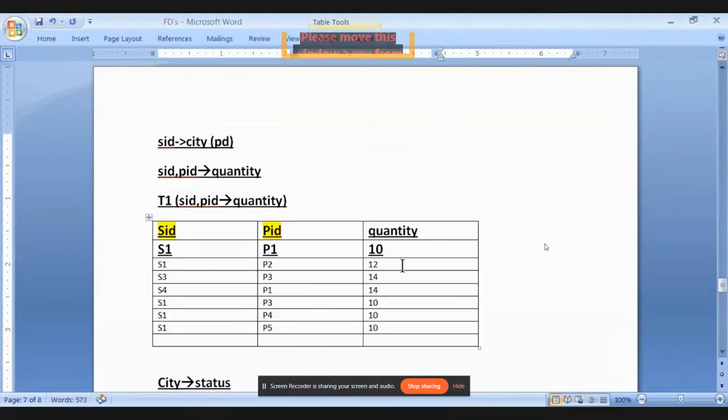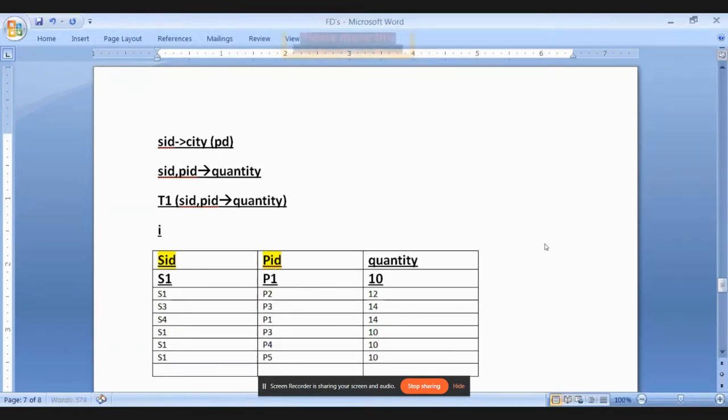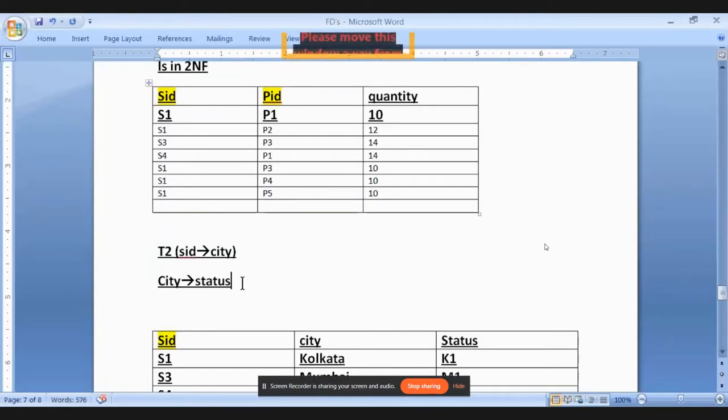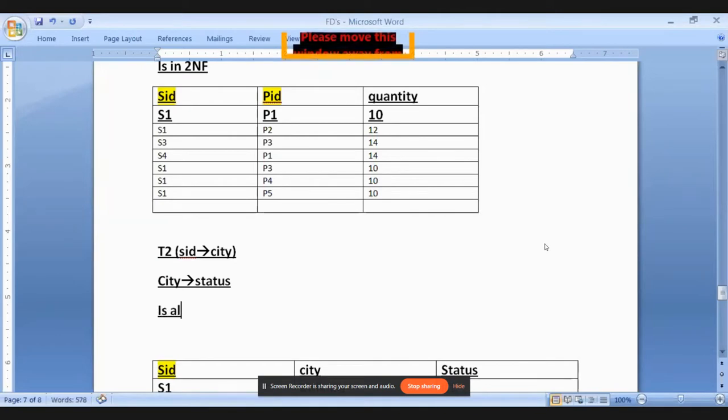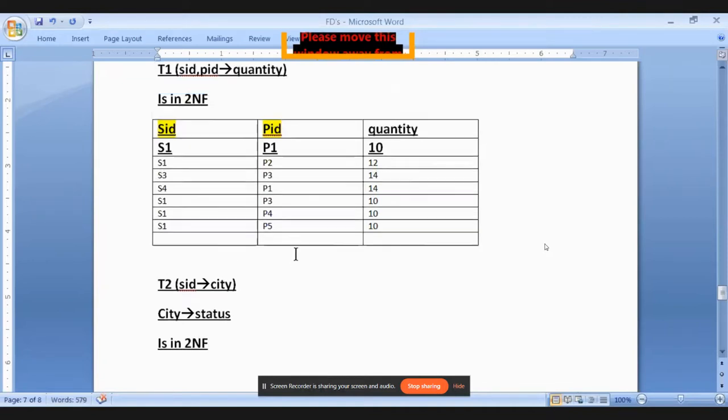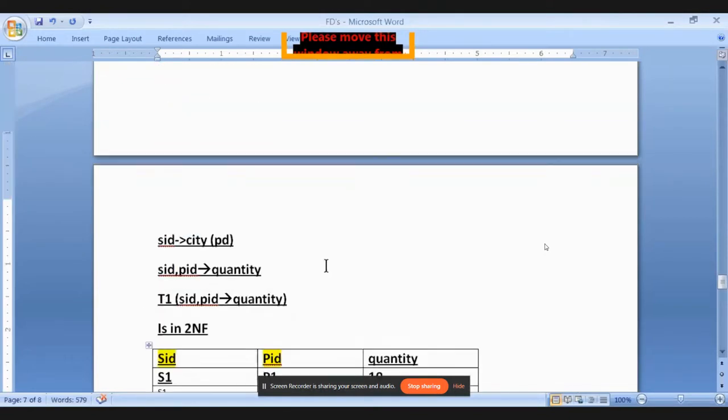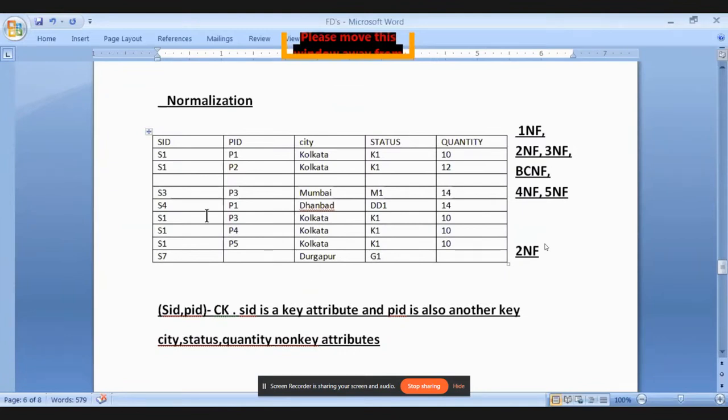Now we have to find out that the table has been converted to 2NF. This table T1 is in 2NF, and this is also in 2NF. Now the problem I was facing in the earlier table, why did I convert it into 2NF? Because I was facing a lot of redundancy. Due to the redundancy, there were more update, insertion, and deletion problems.